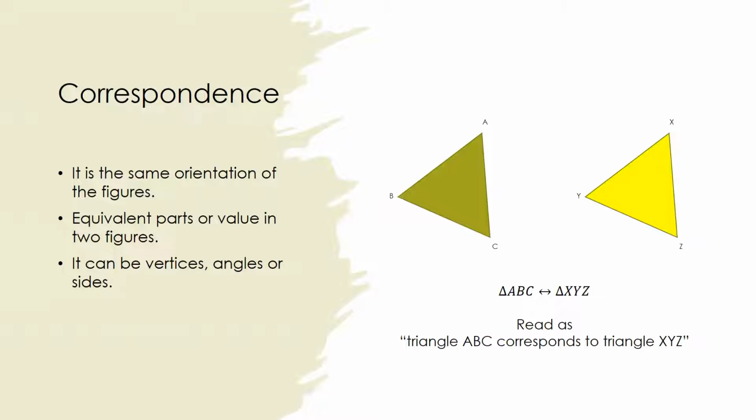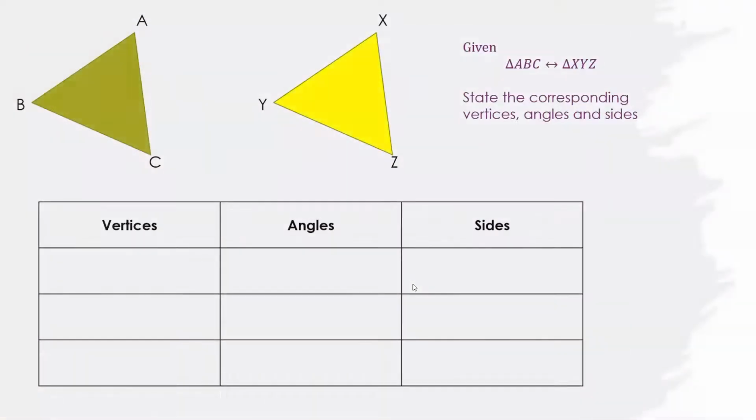As an example, we have triangle ABC corresponds to triangle XYZ. That's how you read that. Let's explore this example on the next slide. This is the given: triangle ABC corresponds to triangle XYZ. We need to state the corresponding vertices, angles, and sides.